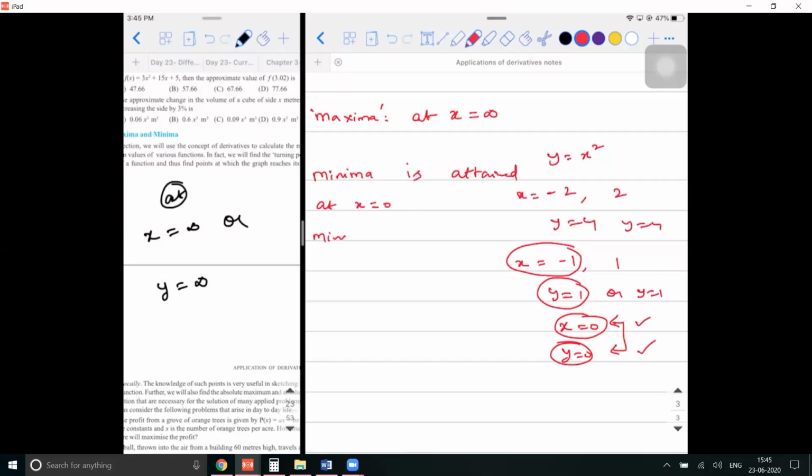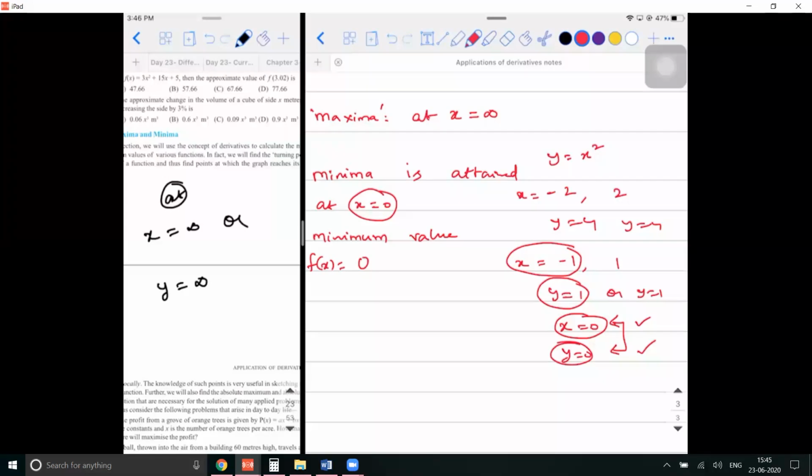And what is the minimum value? The minimum value is obtained when you substitute x is equal to 0 in the function. That is 0. You will just say f of x is equal to 0. From now on, get used to f of x rather than y. Are you able to understand what I'm trying to convey? So this is how the questions will be.